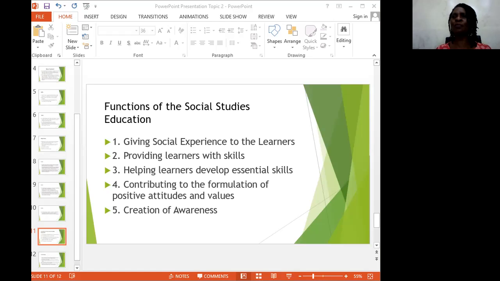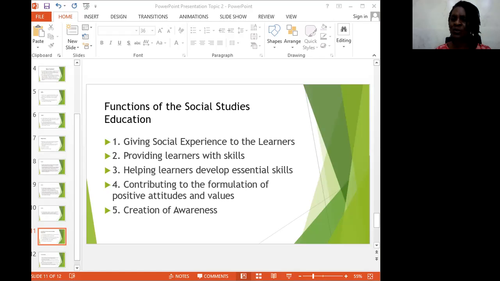The third one says, helping learners develop essential skills. What do we mean by helping learners develop essential skills? Providing learners with skills. It helps them develop skills that are essential. And what are these essential skills?